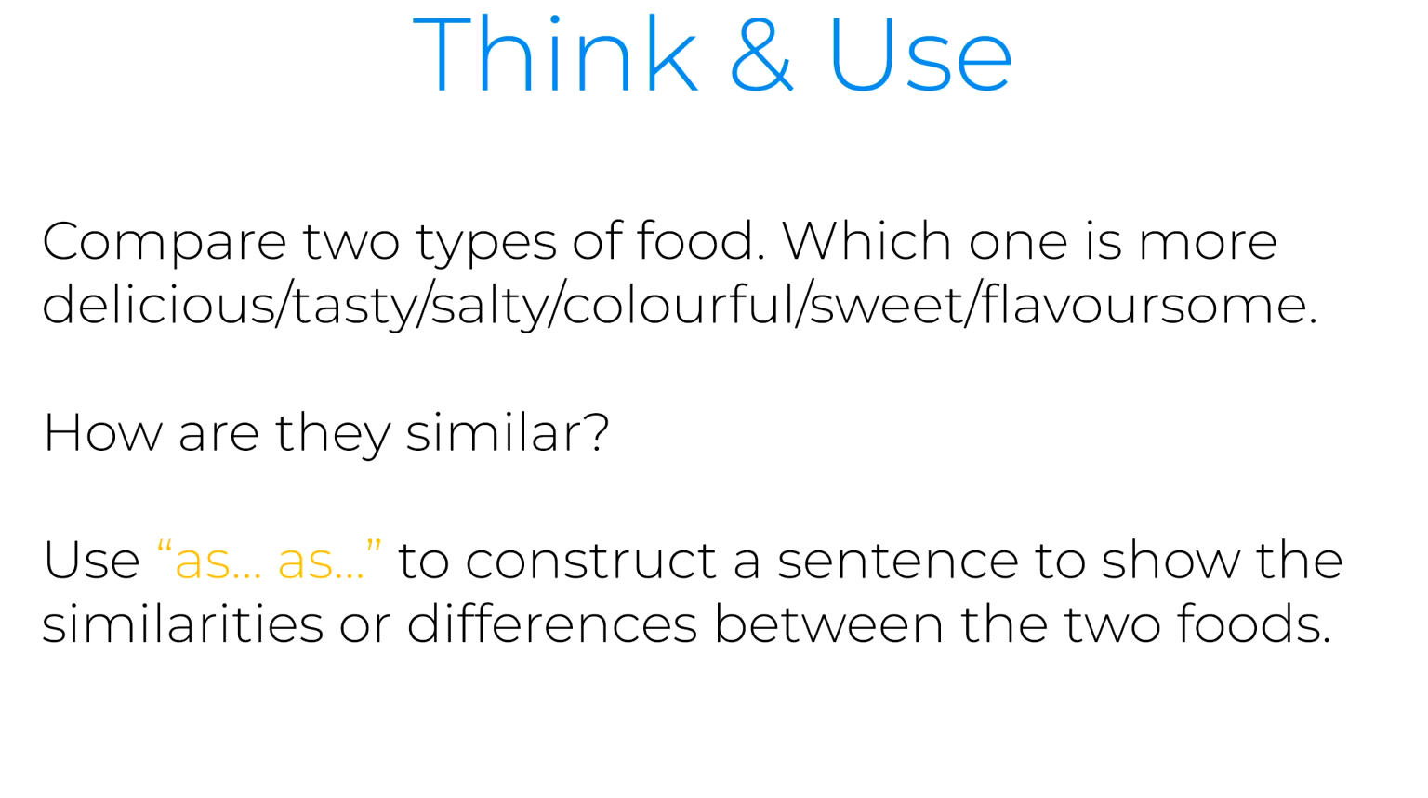Now talk about how they are similar. For example, sushi is as tasty as curry. Curry can be as colorful as sushi. Chocolate cake is as sweet as ice cream. Use the as comparison to construct a sentence to show the similarities or differences between the two foods. Write your sentence in the comments section below.